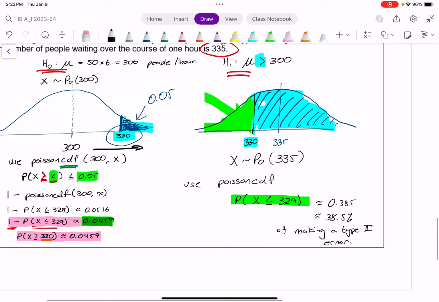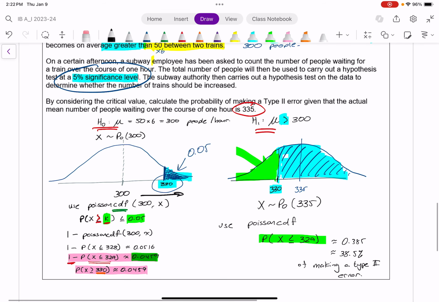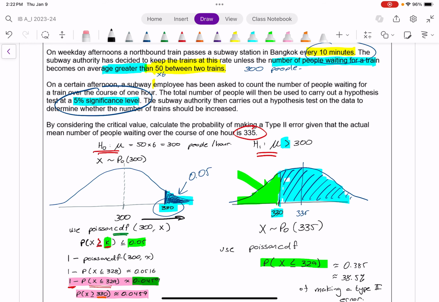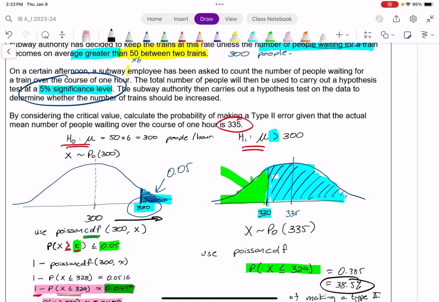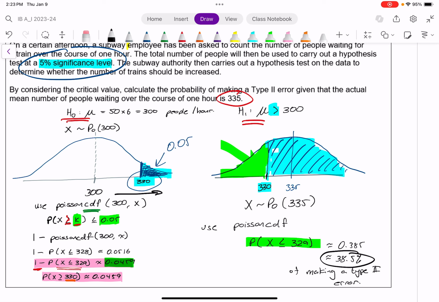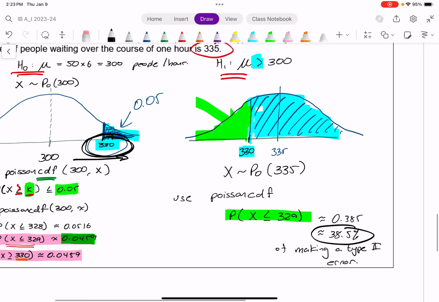Which means if the mean number of people waiting at this train station is on average normally 335, there is a 38.5% chance that because of the sample someone will not think there's a need to run more trains, even though we really should, because remember, everything over 330, we should run more trains. And so there's a 38.5% chance that the subway authority will not think it needs to run more trains, even though it should, because the mean is 335.